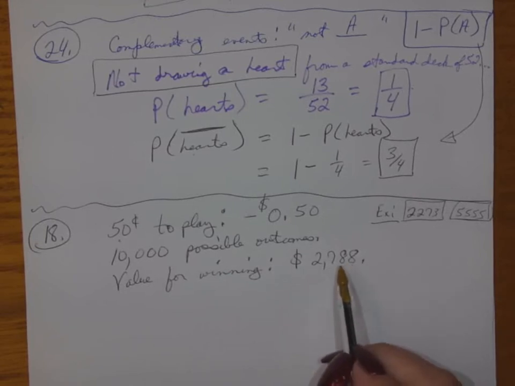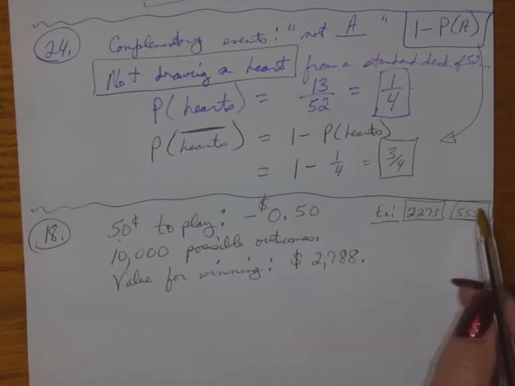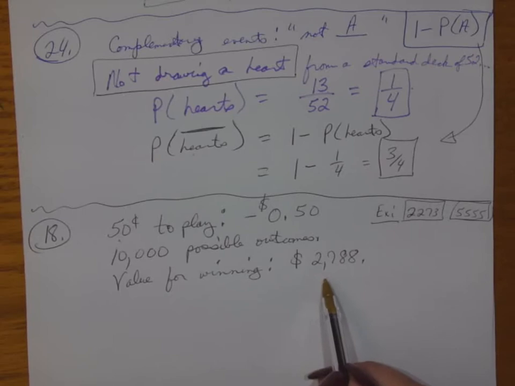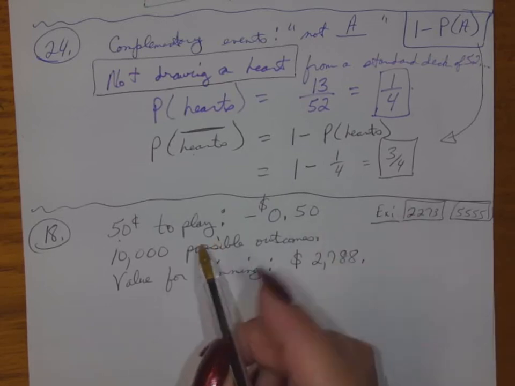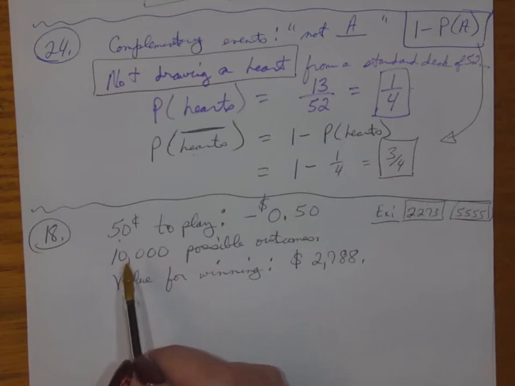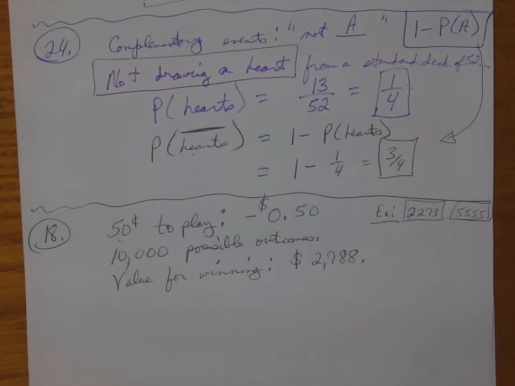But what's your chance? You pick some 4-digit number. Say I picked 5555. What's your probability of winning that $2,788? You picked one sequence of numbers, and there are 10,000. So it's a 1 in 10,000 probability that you'll win that, right? It's not very likely that you're going to pick the one 4-digit sequence that actually wins. But it's possible. Then what it says is, what is your expected value?